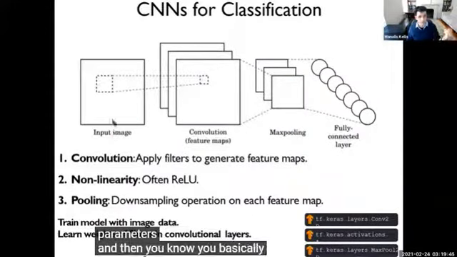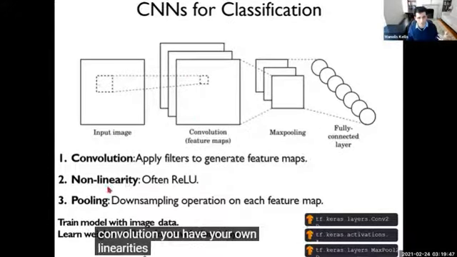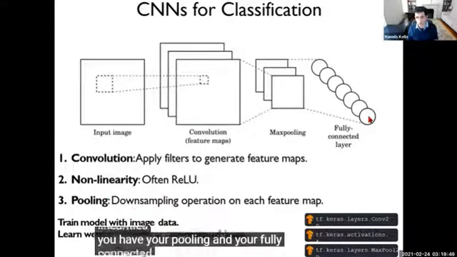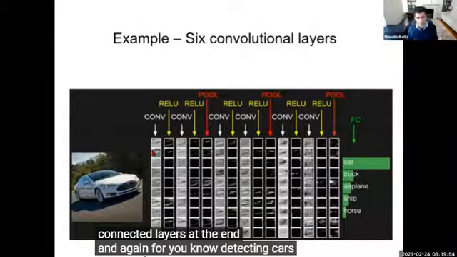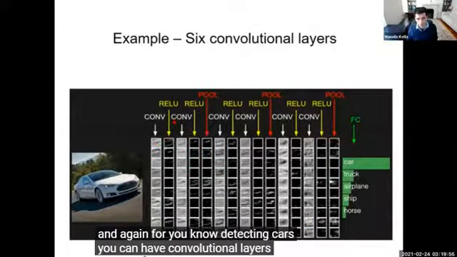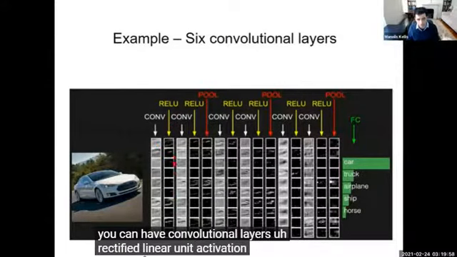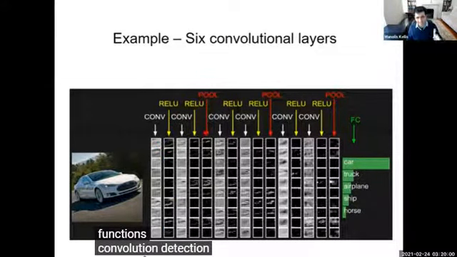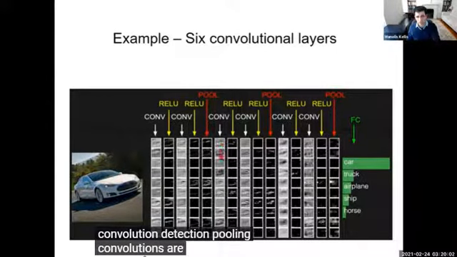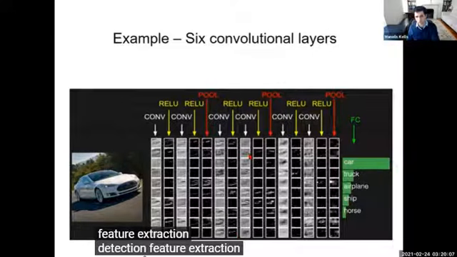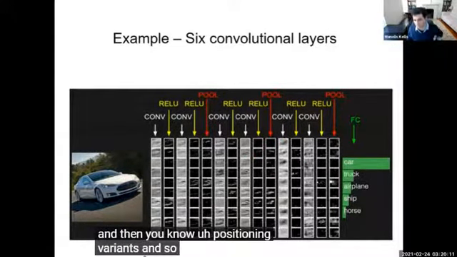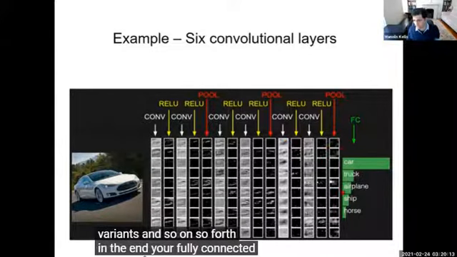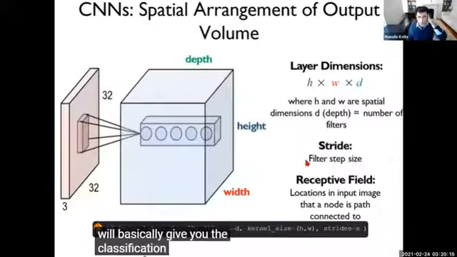And then, you basically do your convolution, you have your nonlinearities, you have your pooling, and your fully connected layers at the end. And again, for detecting cars, you can have convolutional layers, rectified linear unit activation functions, convolution, detection, pooling, convolution, so basically applying feature extraction, detection, feature extraction, detection, and then position invariance, and so on and so forth. And in the end, your fully connected layer will basically give you the classification.